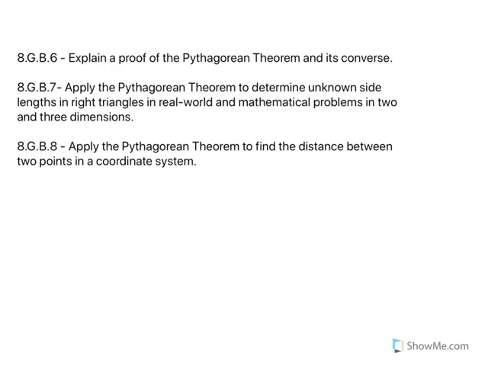And the first one is 8 for 8th grade, G for geometry, and then B.6, which is to explain a proof of a Pythagorean theorem and its converse. And the next one, 8.G.B.7, is to apply the Pythagorean theorem to determine unknown side lengths in right triangles in real world and mathematical problems in 2 and 3 dimensions. And finally, 8.G.B.8, which is to apply the Pythagorean theorem to find the distance between 2 points in a coordinate system.